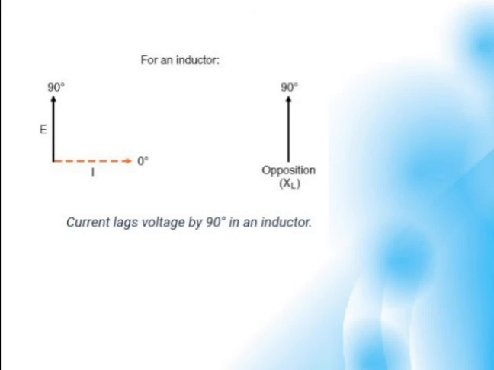This phase angle of reactive opposition to current becomes critically important in circuit analysis, especially for complex AC circuits where reactance and resistance interact.